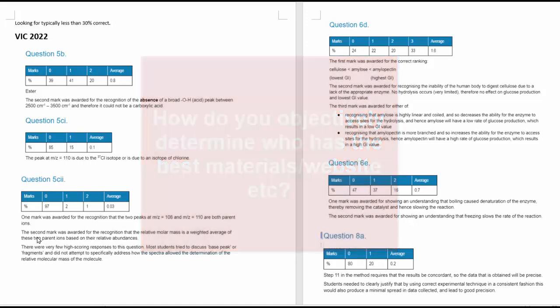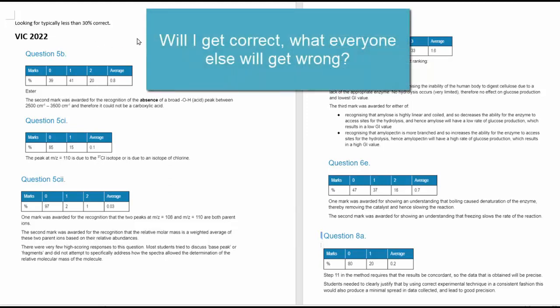But the Victorian papers are slightly better in that they actually give you the numbers. So you can see exactly what everyone's getting wrong. So I'm typically looking for anything that's sort of less than 30%. Often most questions are 50 to 70% of students getting full marks. And this gives me a really good idea of what students are weak at.